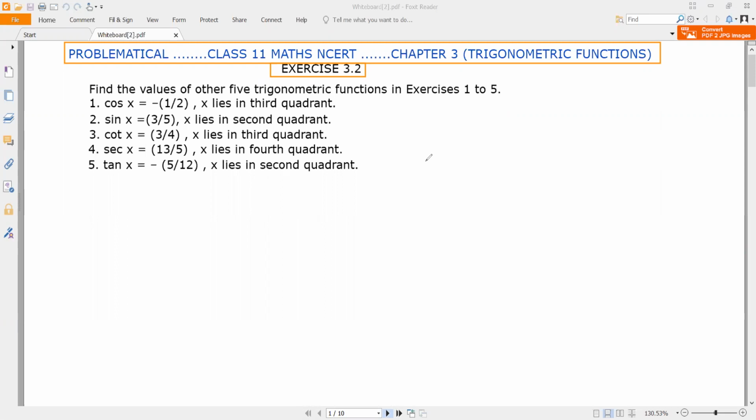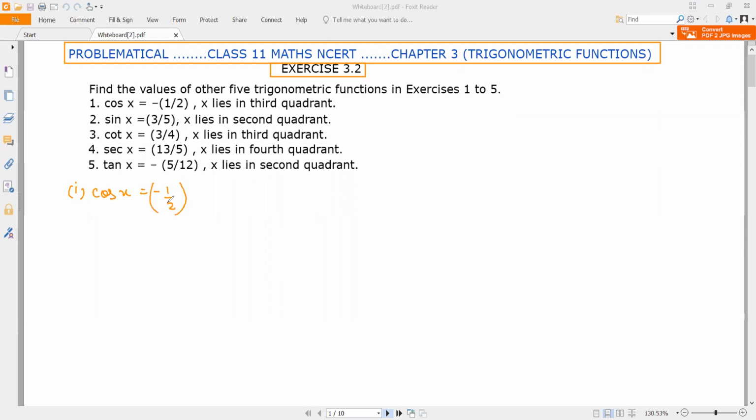Today we'll discuss exercise 3.2, that's from the third chapter, Trigonometric Functions, from class 11th Maths NCERT. First question: find the values of the other 5 trigonometric functions in exercises 1 to 5. In the first part, the cos x value is given, and you have to find the remaining trigonometric functions. So cos x is equal to minus 1 by 2.